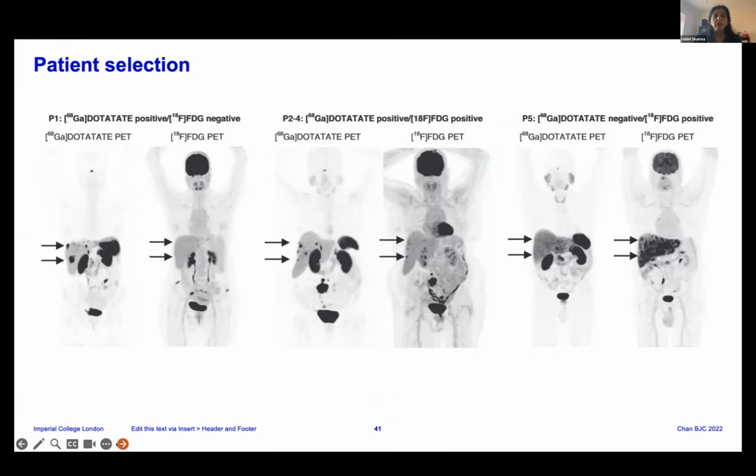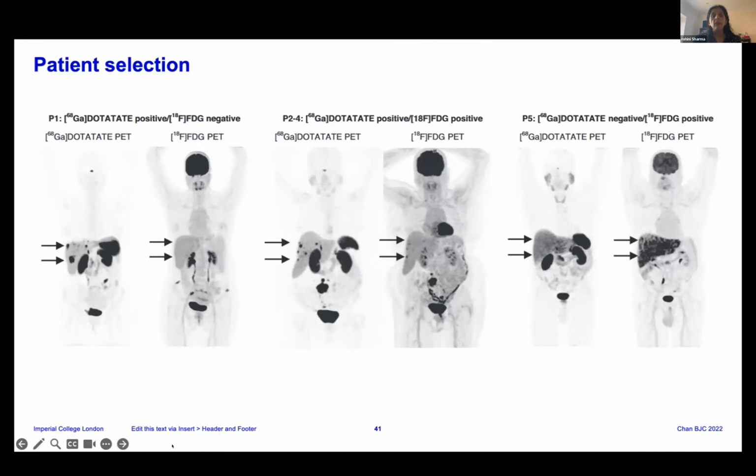So there was a publication by Chan a few years ago where they suggested doing both gallium dotatate as well as an FDG PET to really see which patients would benefit or not. And what they showed is these patients who are on the left-hand side, the patients that just have gallium positive disease and FDG negative disease, have a much better outcome to lutetium dotatate compared to patients who are on this far end where they've got gallium negative disease but FDG positive disease. So it's an interesting concept.